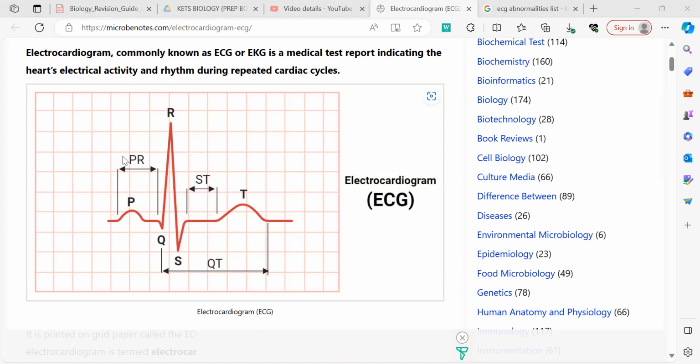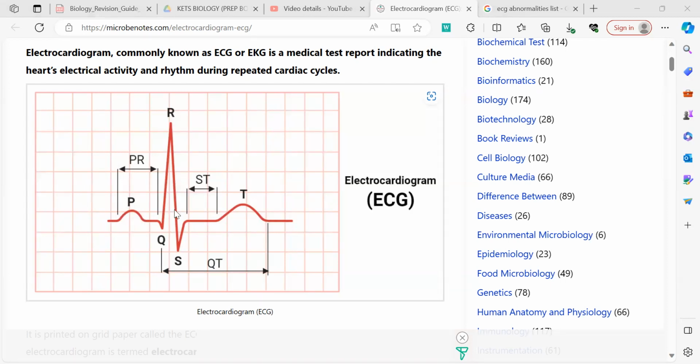Apart from that, this is the PR interval, the time period between the P wave and the R wave. The ECG is generally plotted on graph paper at a speed of 25 millimeters per second. The time between the P wave and R wave is about 0.16 seconds. However, if the PR interval is significantly increased, to about 0.4 or 0.6 seconds, it represents bradycardia, or otherwise slowed heart rate.